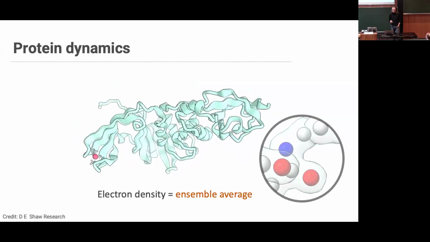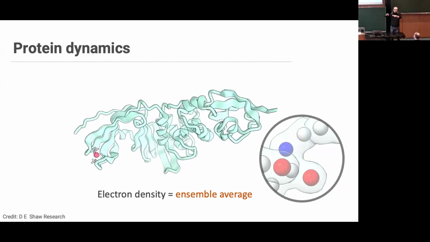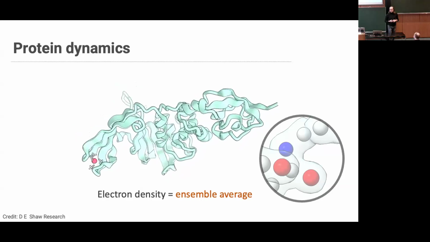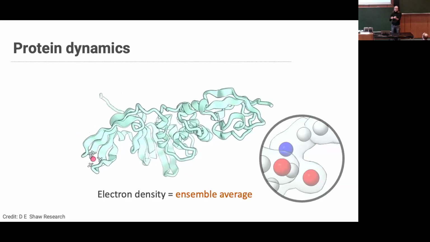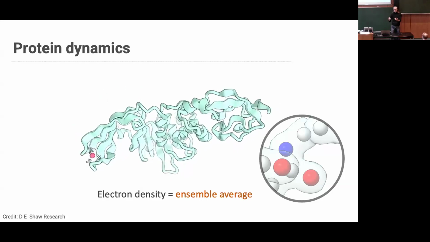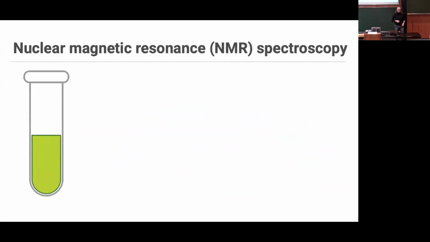It's important. So basically, the electron density is an ensemble average. You freeze about 1 quadrillion molecules in liquid nitrogen. They practically stop moving, and each of them is captured in a different conformation. So what we see is an ensemble average over this huge number of molecules of this distribution.